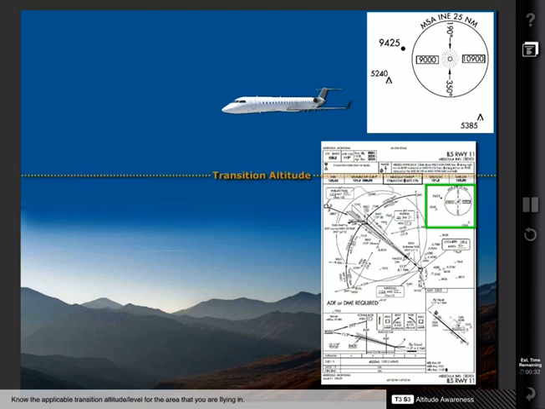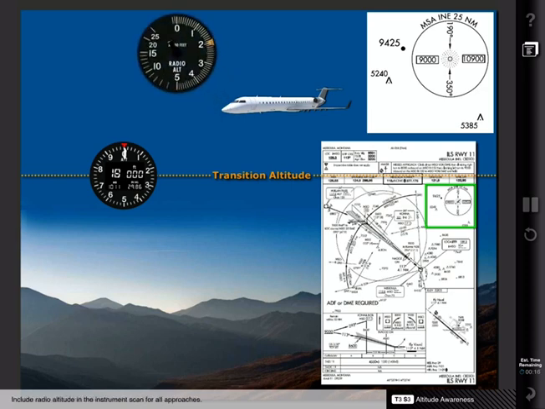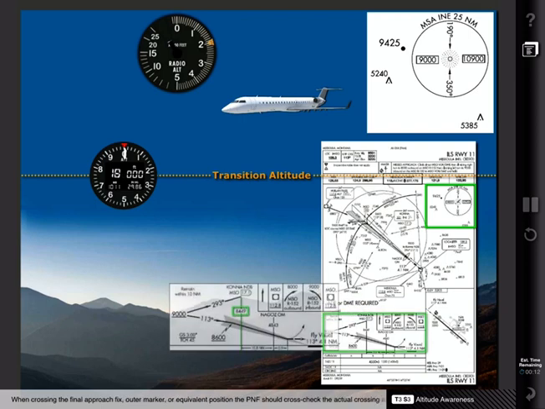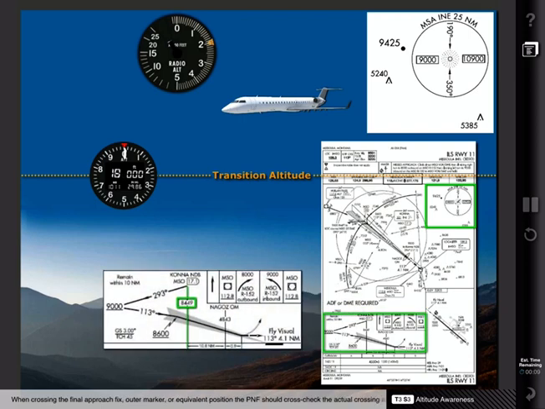Know the applicable transition altitude or flight level for the area that you are flying in. Set and confirm the altimeter setting when descending through the transition altitude. Call out any significant deviation from the assigned altitude. Include radio altitude in the instrument scan for all approaches. And when crossing the final approach fix, outer marker, or equivalent position, the PNF should cross-check the actual crossing altitude against crossing altitude on the chart.